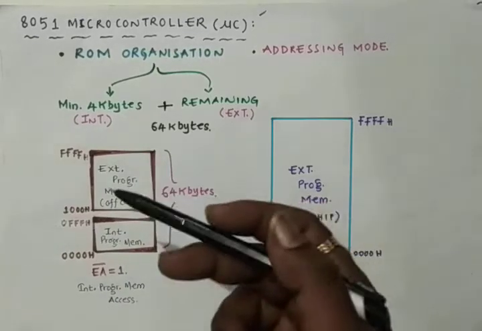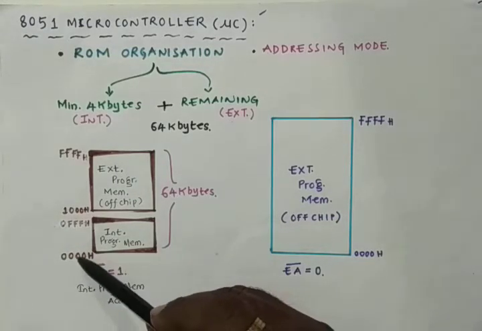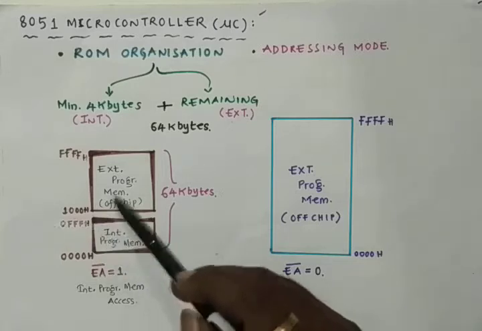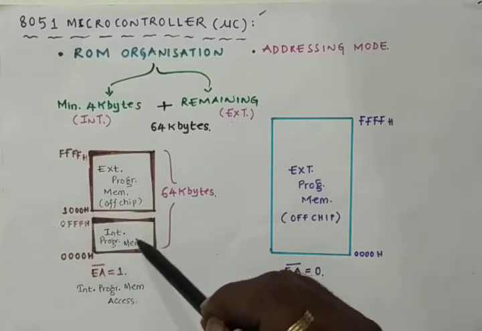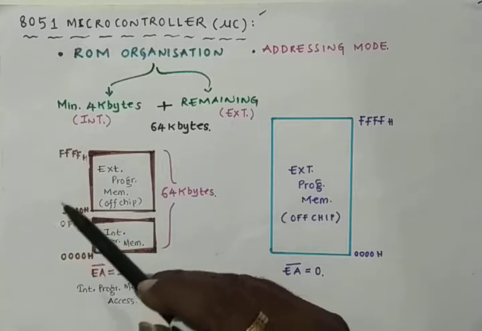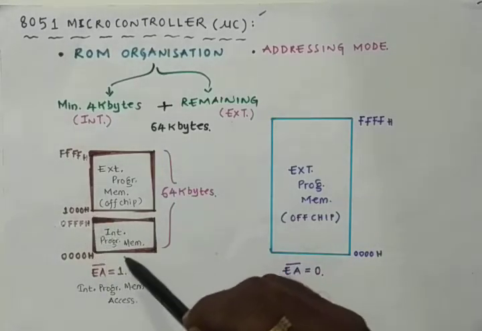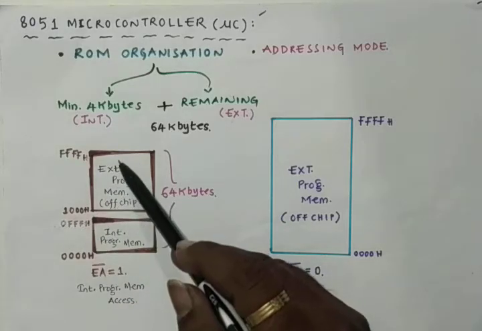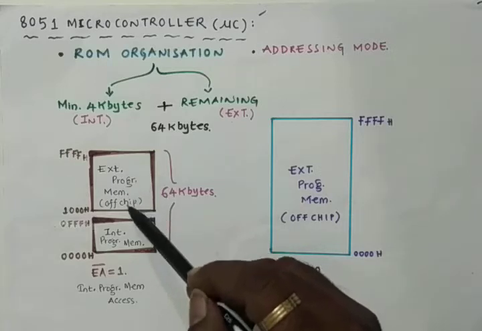We can convert that into hexadecimal numbers. That 4 kilobytes will be from 0000H to 0FFFH. This is the internal program memory or internal code memory. From the 64 kilobytes, 4 kilobytes are used as internal memory, and the remaining 60 kilobytes can be used as the external program memory.